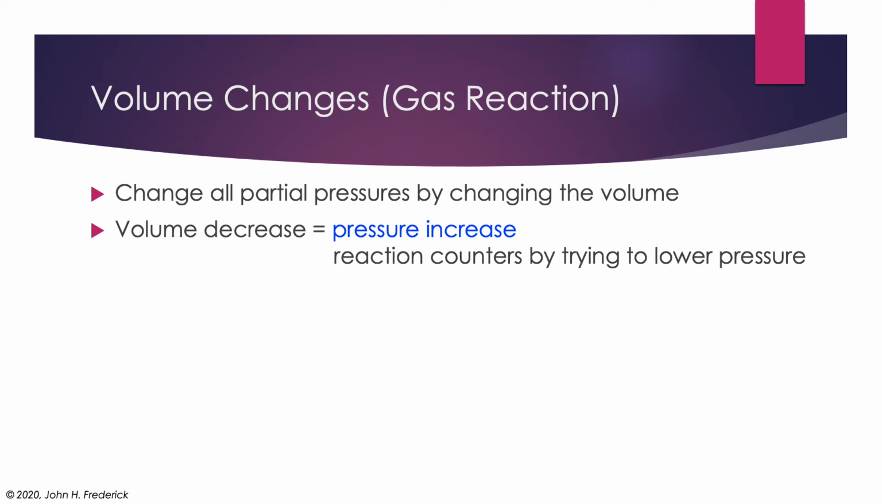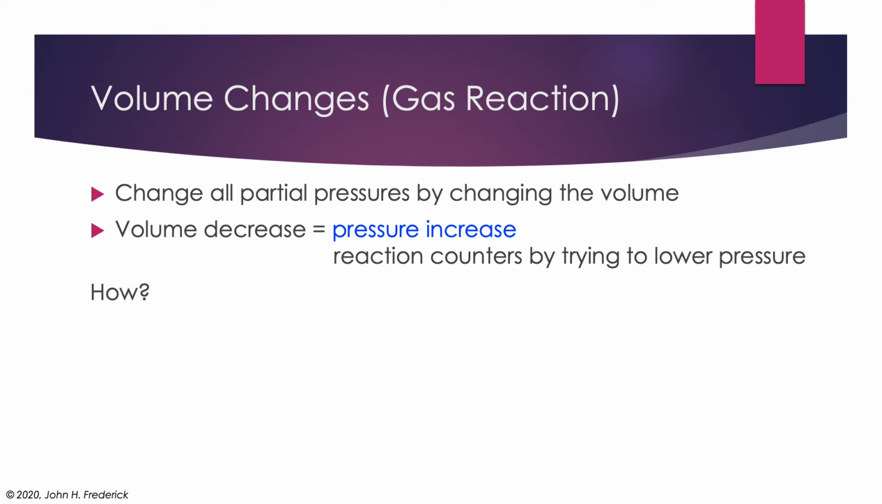Okay, think of it as decreasing the volume means squeezing down on the system. We're going to make it inhabit a smaller space, so we're increasing the pressure. So in order to follow Le Chatelier's principle, it means the reaction wants to counter this by trying to lower the pressure. But how can it do that? What can a reaction do to lower the pressure?